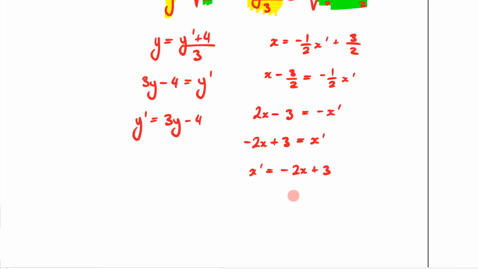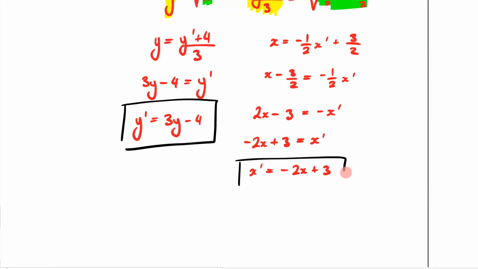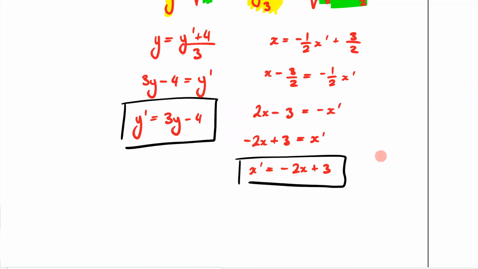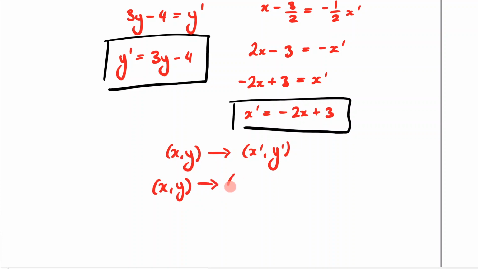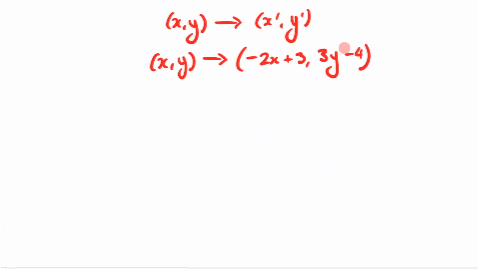Okay, so now we stop, we pause, and we say, all right, I have this, and I have this. Very good. So that means what I can say now is that we started with the point x, y. We applied some transformations and arrived at our new point x dash, y dash. And we now know what x dash and y dash are. We know that my x dash is this, negative 2x plus 3. And we know that our y dash is this, 3y minus 4. So now it's just a matter of reading these things.